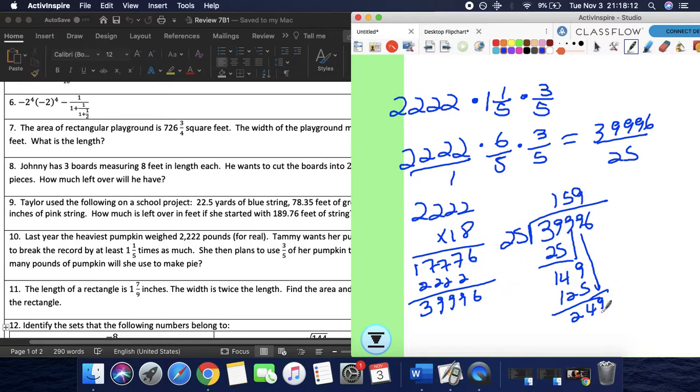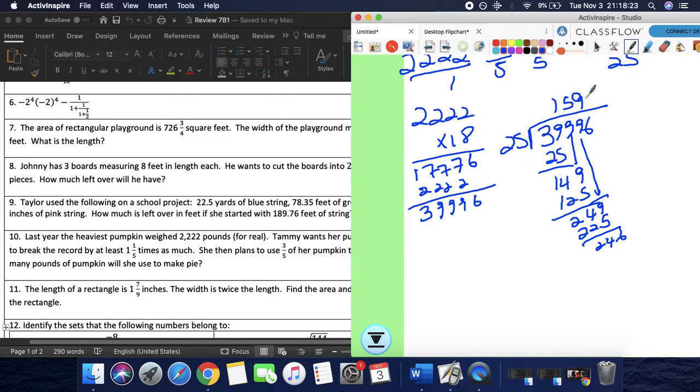9 times 5 is 45. Carry the 4. 18 plus 2 is 22, with 4 left over. Bring the 6 down. And again, it's going to be a 9. It's going to be 225. Let's add a decimal.